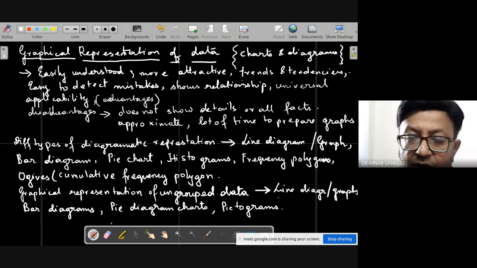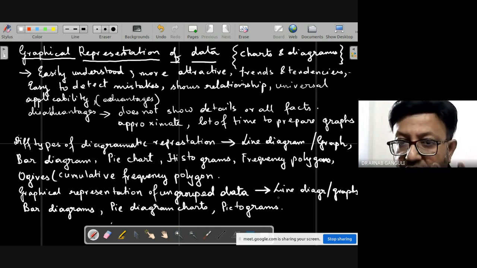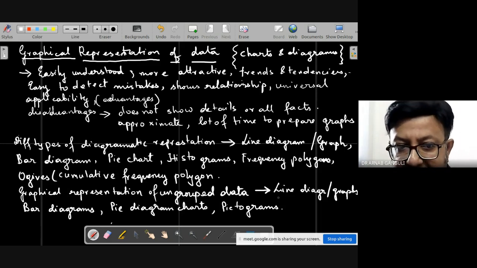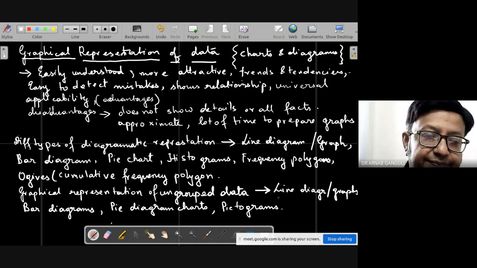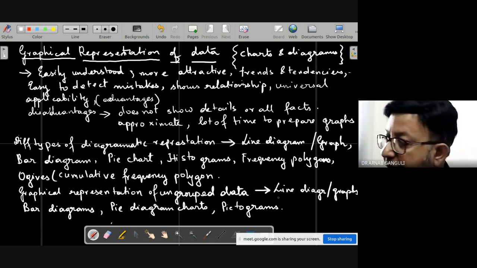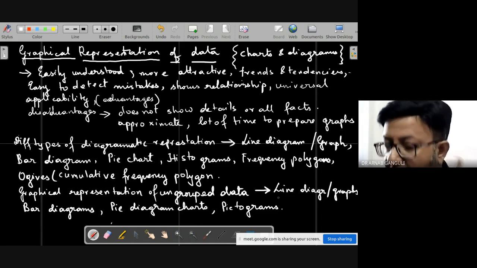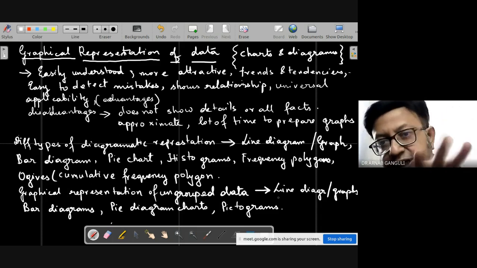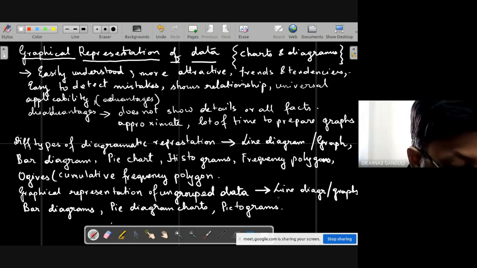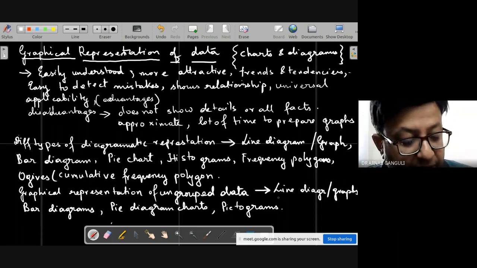Let me tell you, whatever data or projects you are doing, if you represent the data through these things, for example, if you are taking the blood pressure of all the students in your class, and you represent those data using these graphical representations, your data gives a bigger impact and you get more marks.